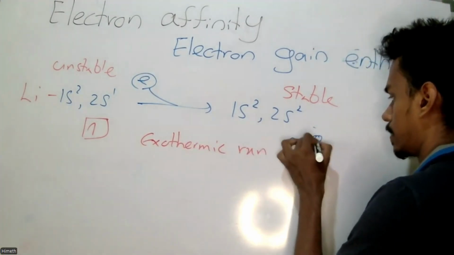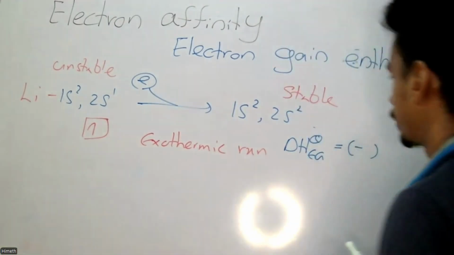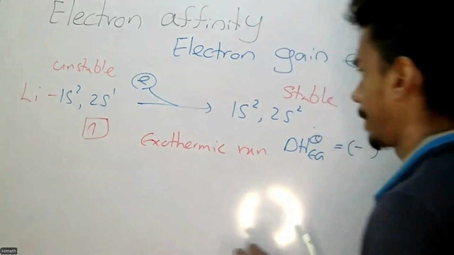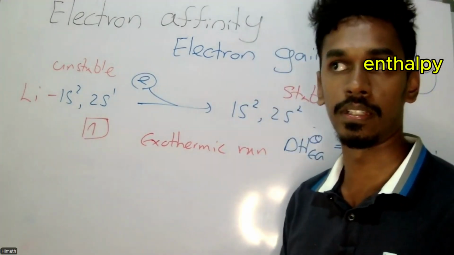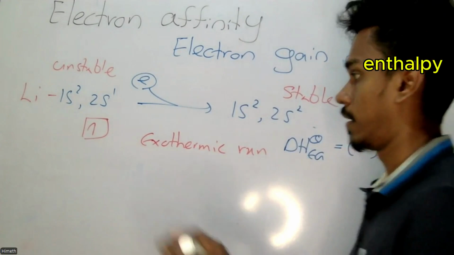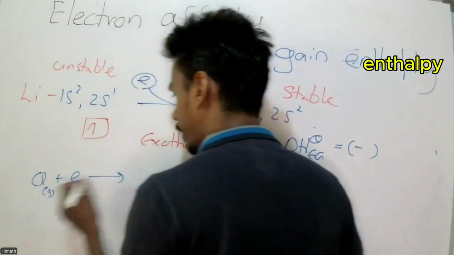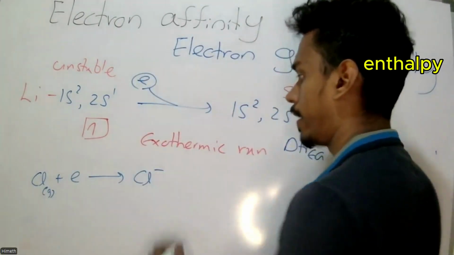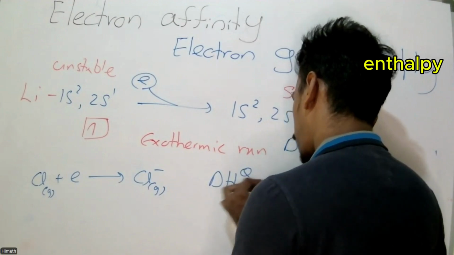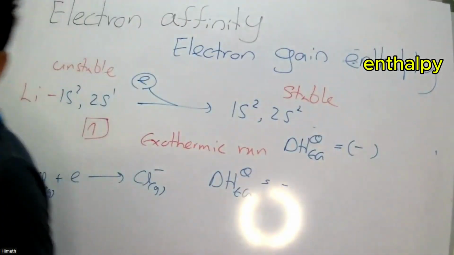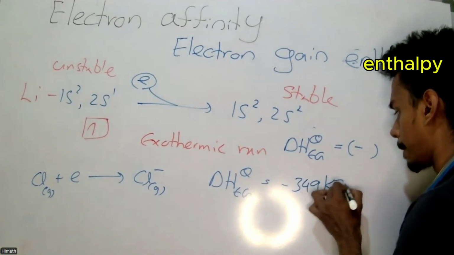Delta H theta value should be negative. In the case of chlorine, chlorine is a group seven element. When we add an electron to chlorine, it will create a chloride anion. That enthalpy value is also a negative value. It is nearly close to 349 kilojoules per mole.